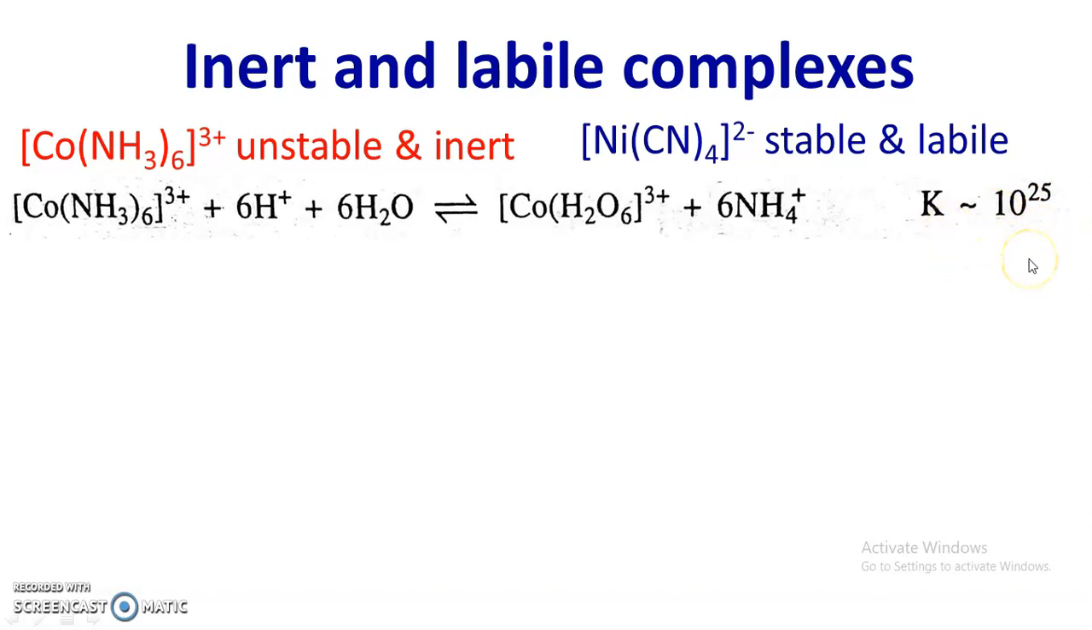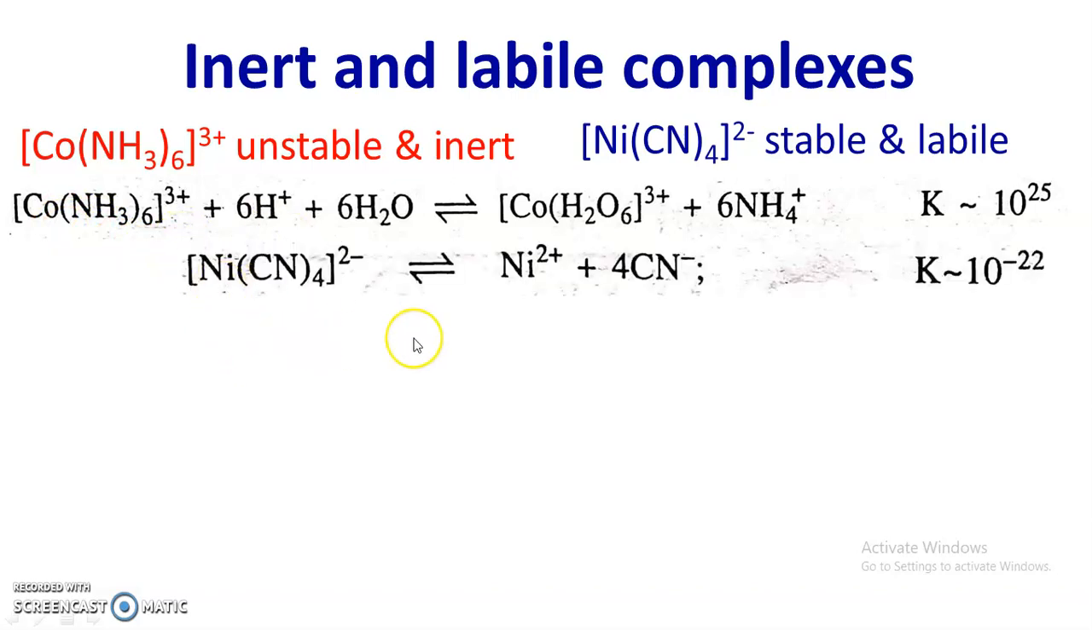So the greater the dissociation constant, the lesser is the stability; dissociation constant and stability are in inverse proportion. It means this complex is unstable. Hexaamminecobalt(III) is unstable but inert, whereas the dissociation constant for the tetracyanonickelate(II) ion is 10⁻²². So the dissociation constant is very small, and therefore this complex is highly stable. So there is no correlation between the inertness or lability and the stability or instability of the complex.